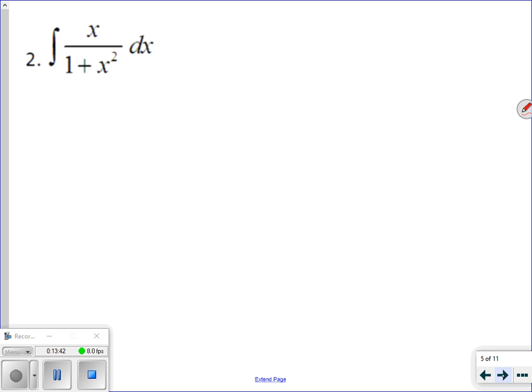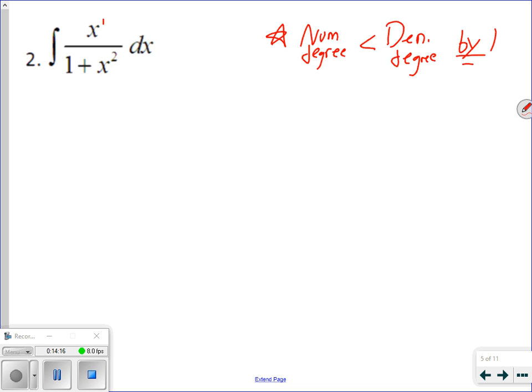Okay, here's another type of problem to do using substitution. I'm going to tell you a little trick here. If you have a rational function, and there's a difference in degree of 1, I'll write it this way: if your numerator's degree is less than your denominator's degree by 1, that's a good indication. It's not always true, but a good indication that you're going to be dealing with the natural log of x.